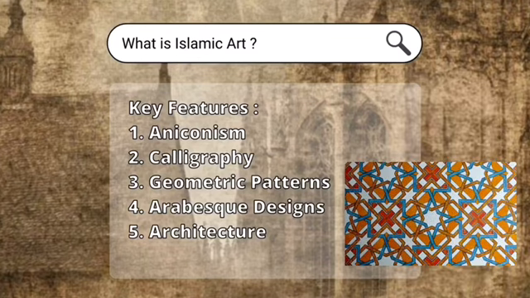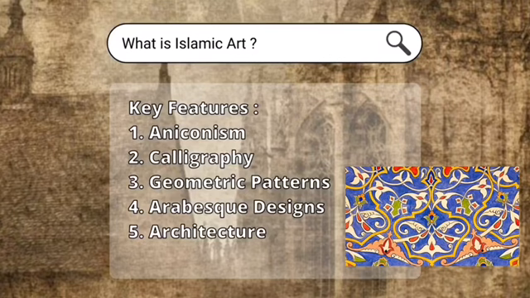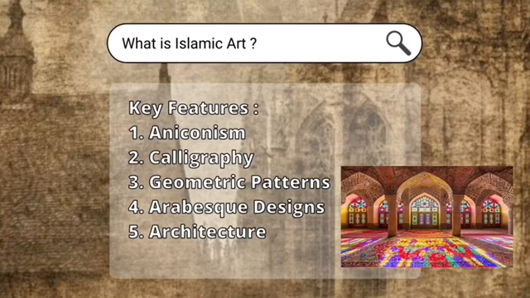3. Geometric patterns. Complex symmetrical designs showing mathematical skill and spiritual harmony. 4. Arabesque designs. Flowing patterns of vines, leaves, and flowers representing the infinite nature of creation. 5. Architecture. Domes, arches, courtyards, and minarets became distinctive features.